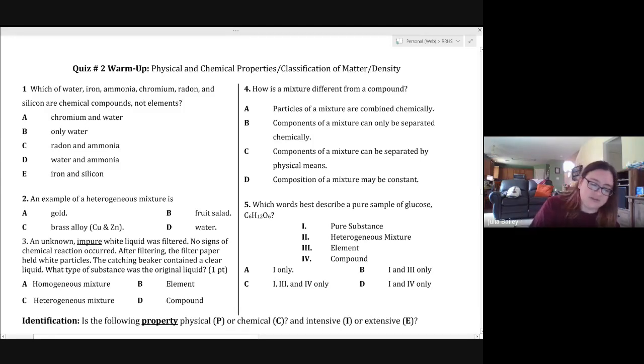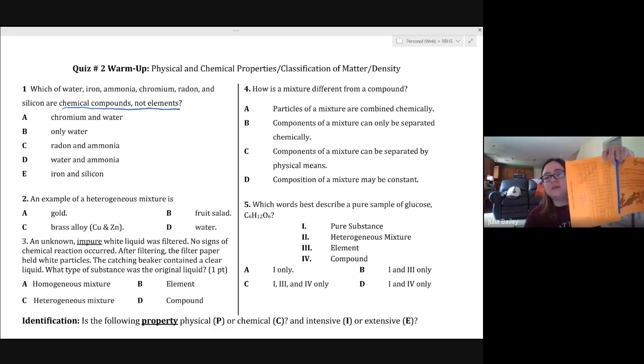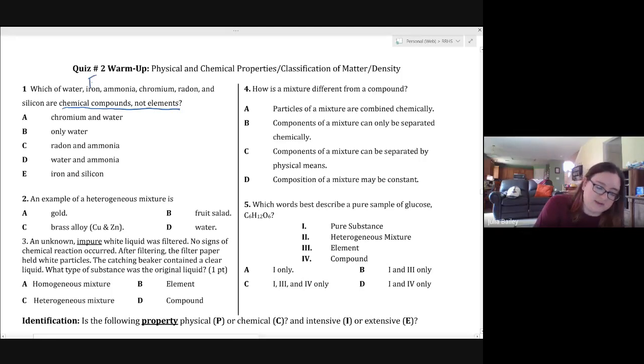Number one, it gives you a list of stuff and it asks which ones are chemical compounds, not elements. Now, we know that elements are found on the periodic table. So if you check your periodic table, you can find most of these things. Iron's on the periodic table, it's Fe. Chromium's on the periodic table, it's Cr. Radon is on the periodic table, it's Rn. And silicon's on the periodic table, it's Si.